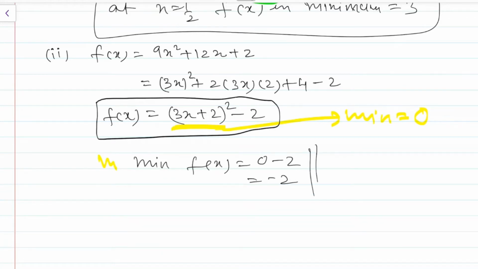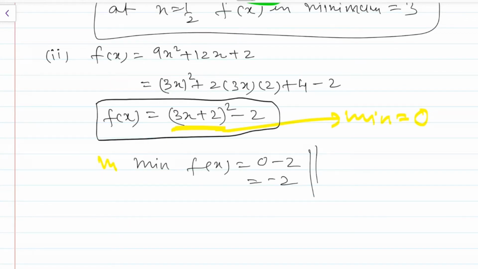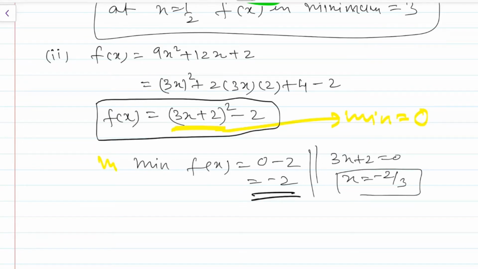At what point will it have the minimum? When this is 0, that is 3x plus 2 is equal to 0, x equal to minus 2 by 3. This we need not find, we have to find just the minimum value, and the minimum value is minus 2.